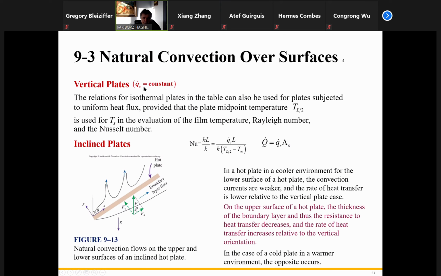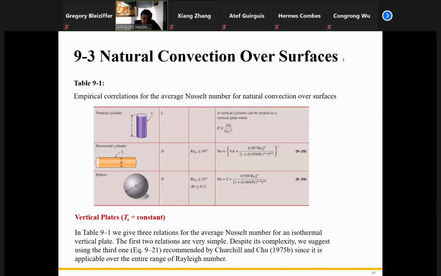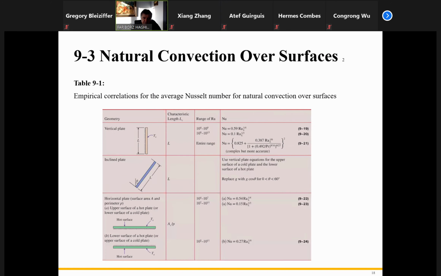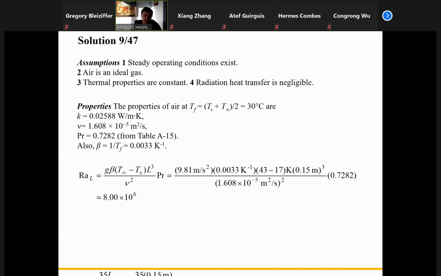If we have constant heat flux on a vertical plate, note that in the earlier cases the temperature of the plate was constant. Ts, the whole plate from here to here, is Ts. The temperature is constant. But with other boundary conditions, as I mentioned, like constant heat flux, the temperature is not constant.